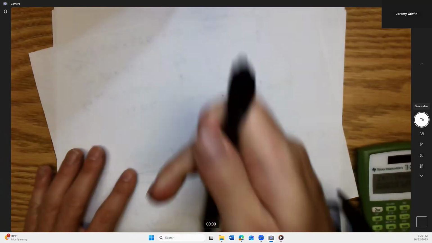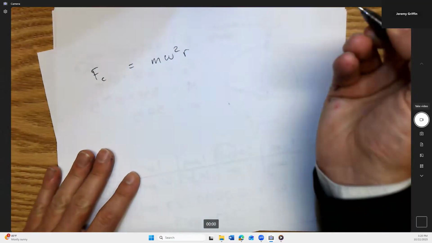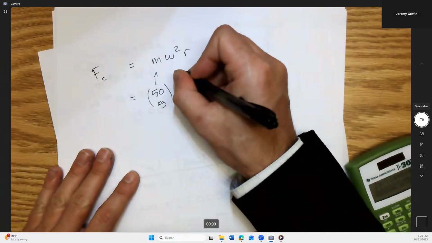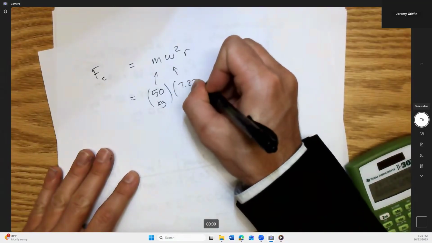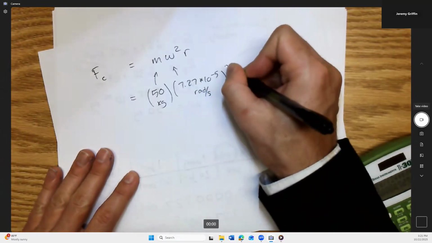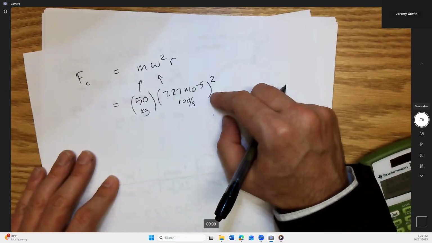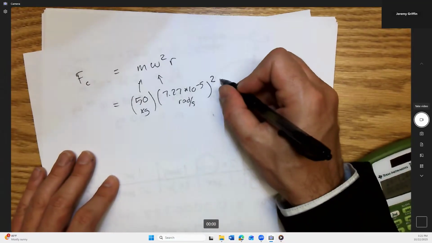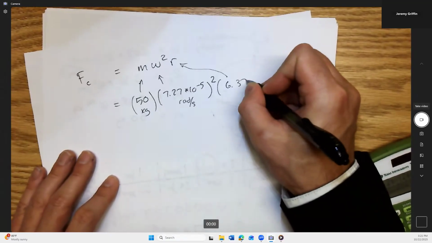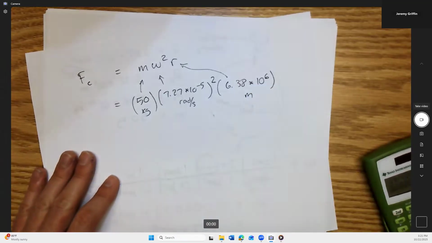So let's go. The necessary centripetal force is m omega squared r. So your mass, 50 kilograms. The angular velocity, 7.27 times 10 to the minus 5, that's radians per second. Don't forget to square that. Ooh, should make it really tiny. This guy's 10 to the minus 5 squared, now it's like 10 to the minus 10. That's really tiny. But the radius of Earth is pretty big: 6.38 times 10 to the 6. 10 to the 6, that's a million. That's meters.